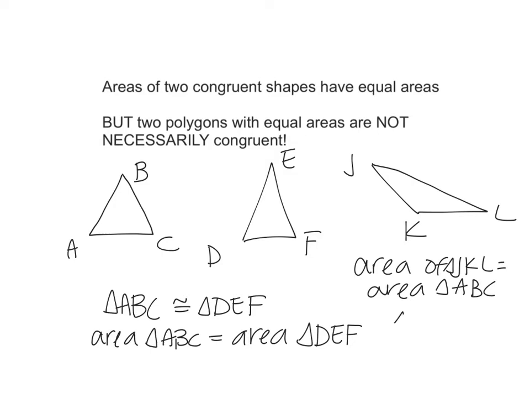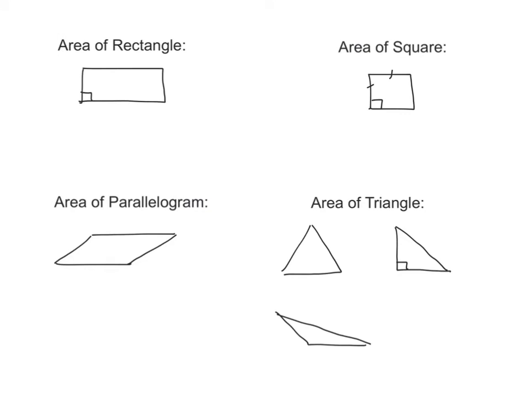congruent? No. Triangle ABC is not congruent to triangle JKL. Not congruent. So, two congruent shapes will have equal area. Two shapes that have equal area are not necessarily congruent. Okay, so here are some shapes.